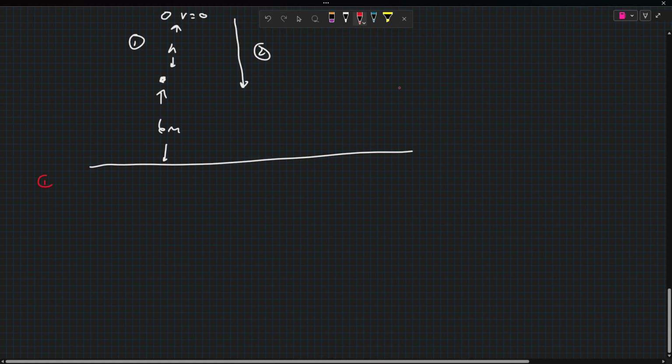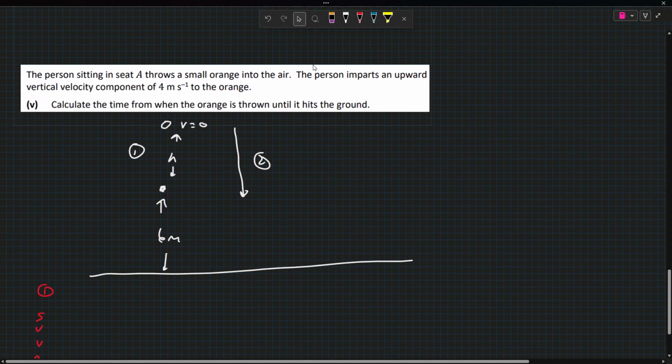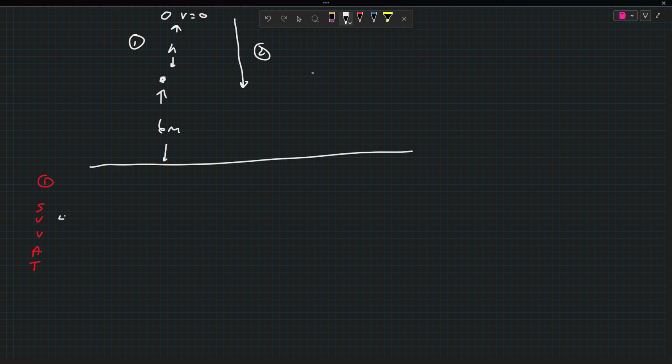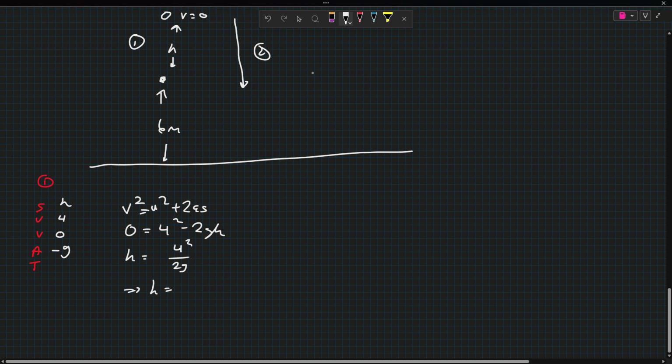So let's start with the first journey with a suvat table. So initial velocity is 4 meters per second. At max height, it's going to be 0, minus g, and we're looking for h. So v squared is u squared plus 2as. So 0 is 4 squared minus 2gh. So h is just 4 squared over 2g, or 16 over 2g, which is 0.8.